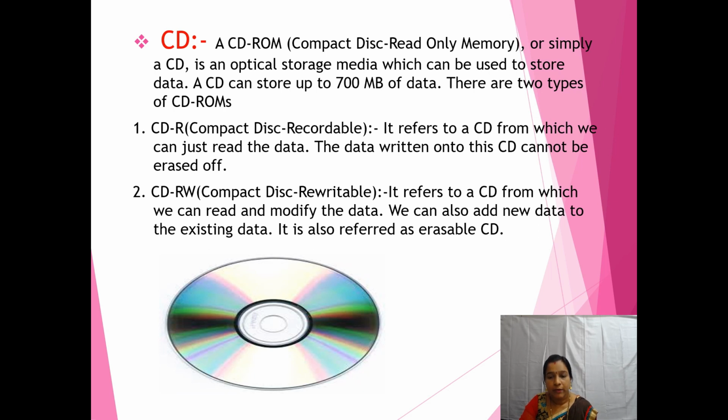Next, CD. It is one type of storage device. Children, you have all seen the CD. A CD-ROM is a compact disc read only memory, or simply a CD. Its full form is compact disc. It is one type of read only memory. It is an optical storage media which can be used to store data. A CD can store up to 700 MB of data.